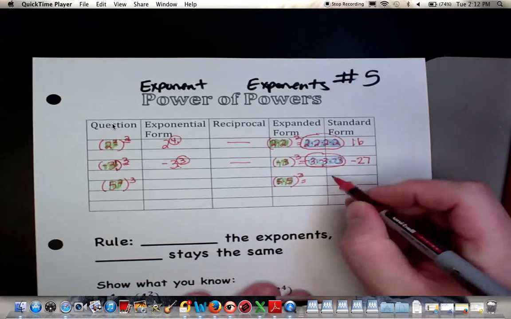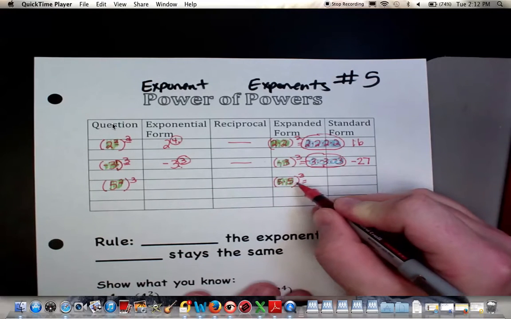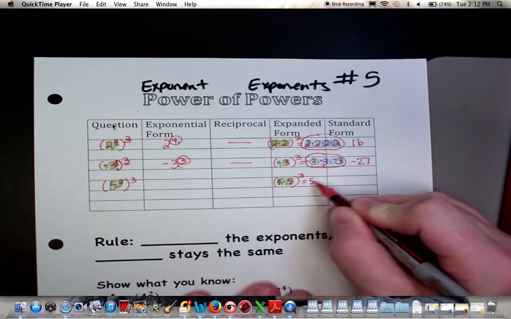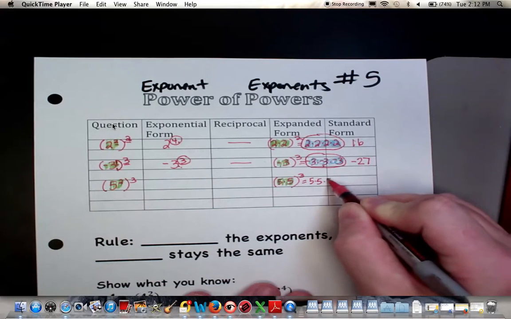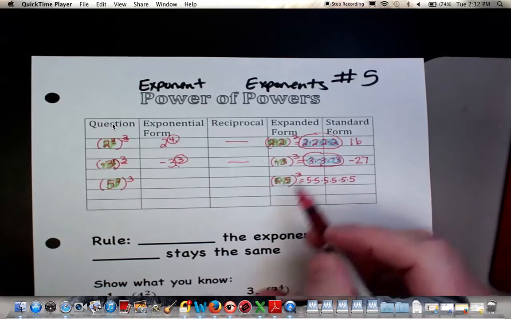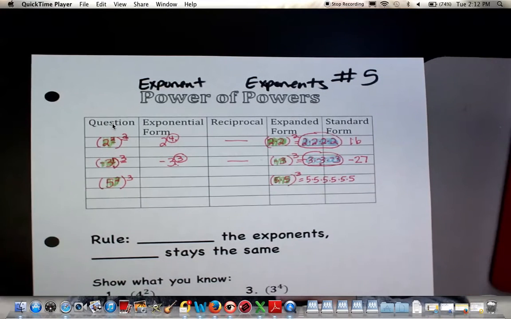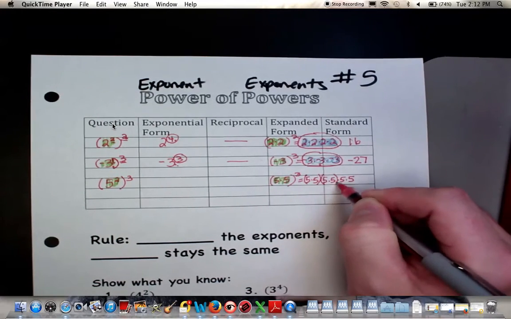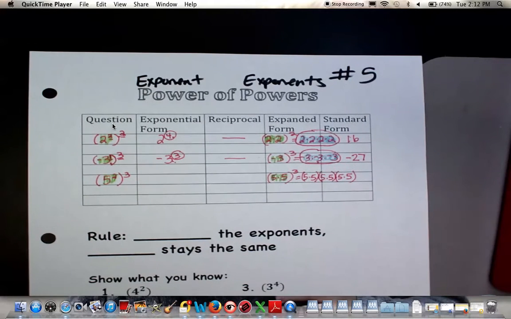So I'm going to take this 5 times 5 and write it out 3 times, because that's what that 3 tells me to do. So there's what I've got: there's 1 of them, there's 2 of them, there's 3 of them.